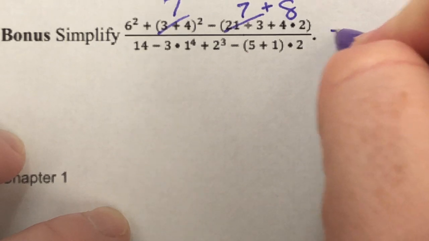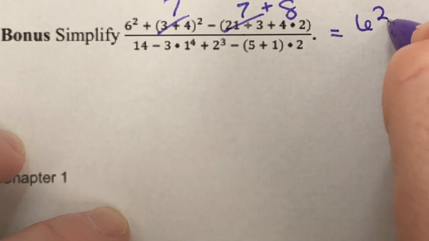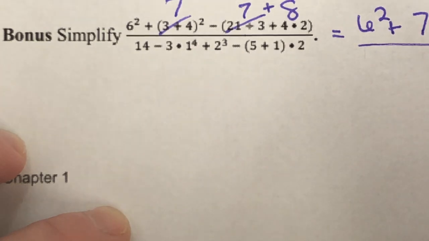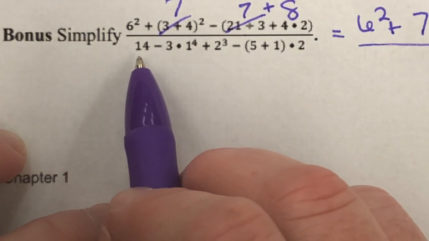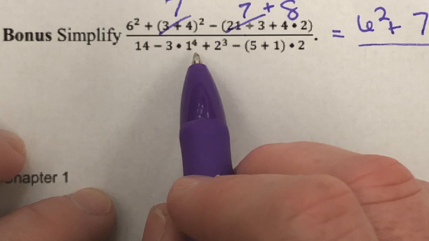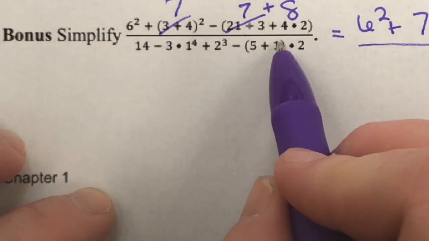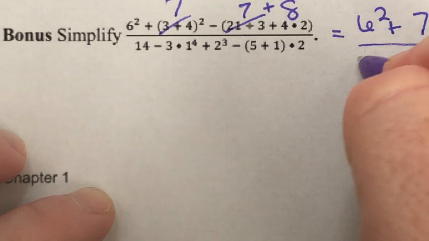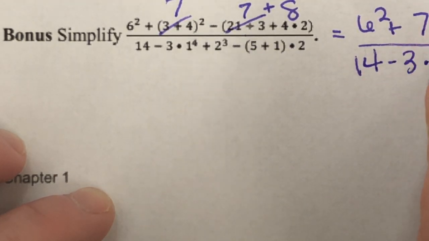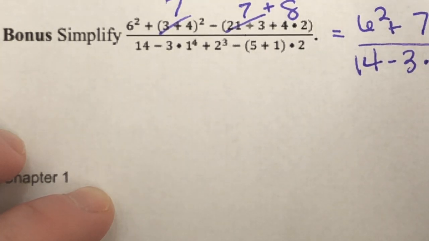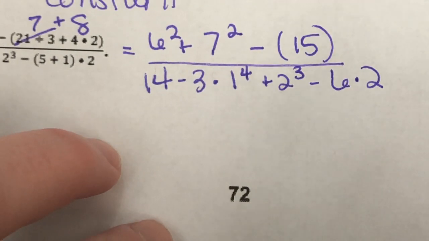So I'm going to simplify that. 6 squared plus 7 squared minus, and then in these parentheses we have 7 plus 8, which is 15, all over 14 minus 3 times 1 to the 4th power plus 2 to the 3rd minus 5 plus 1 times 2. So the only thing I can simplify here is 5 plus 1. I'm going to just copy everything else. 3 times 1 to the 4th plus 2 to the 3rd minus 6 times 2. Oh, you can't even see that, darn it. Okay, so this is where I'm at after I simplified.